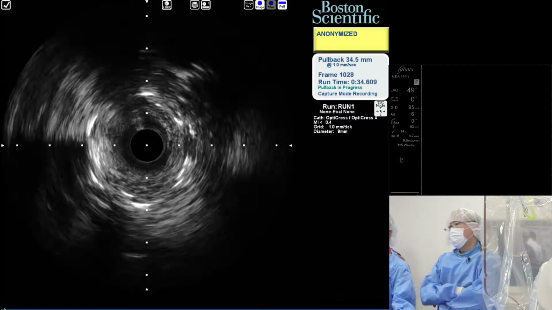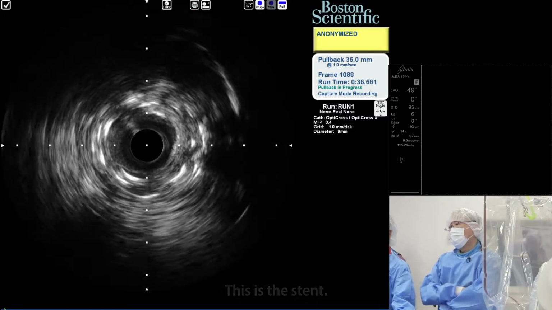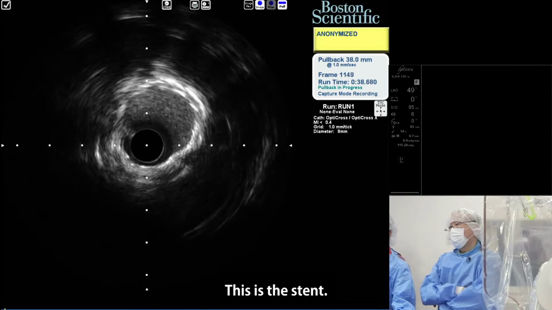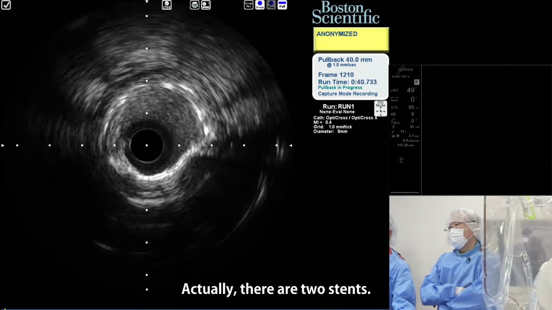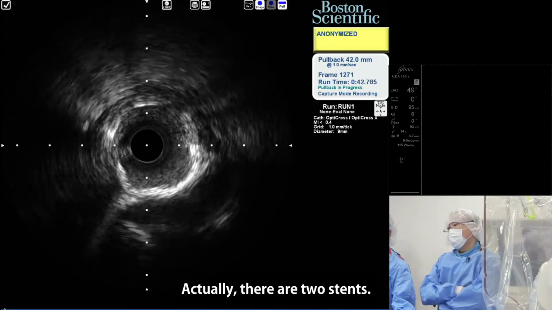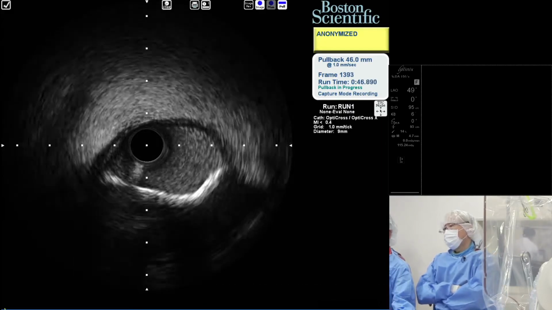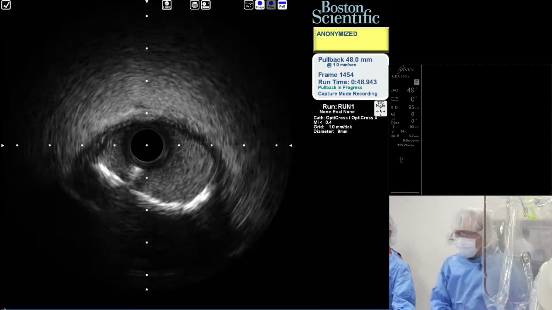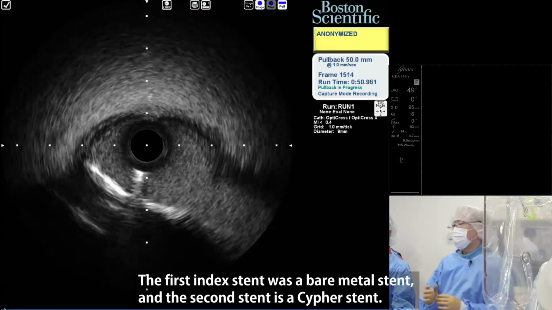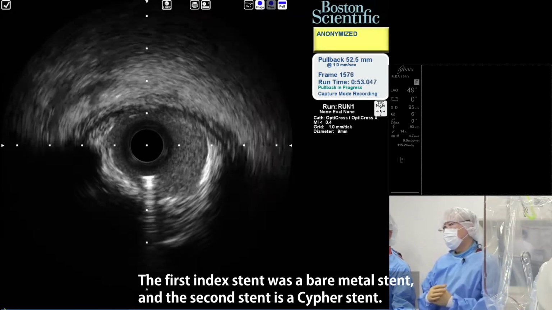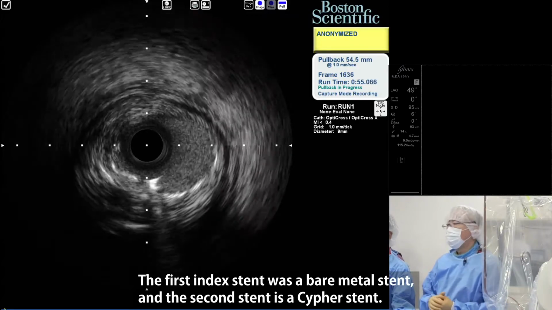And this is a stent. Actually, there are two stents, a stent overlap was observed here. The first index stent was a bare metal stent, and the second stent is a Cypher stent.